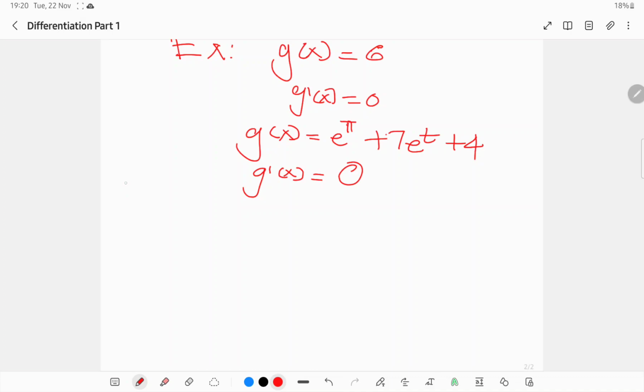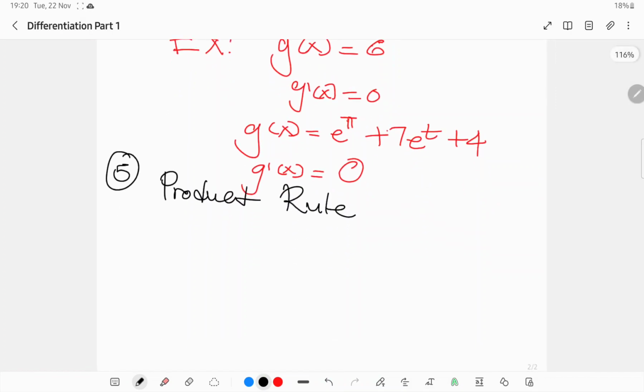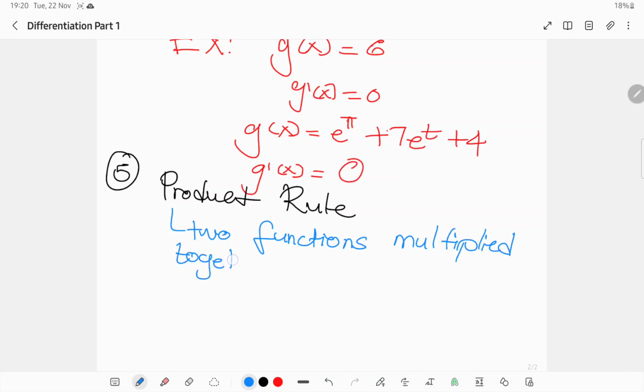The product rule. It's law number 5. So the product rule says that we have two functions that are multiplied together. So that's the first note: two functions multiplied together, right?